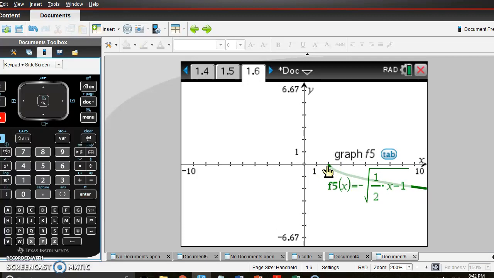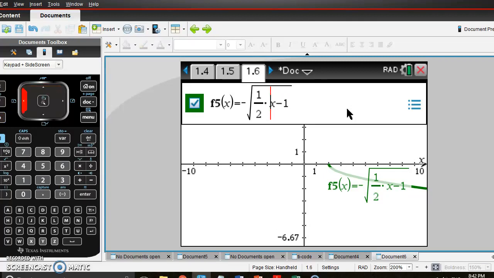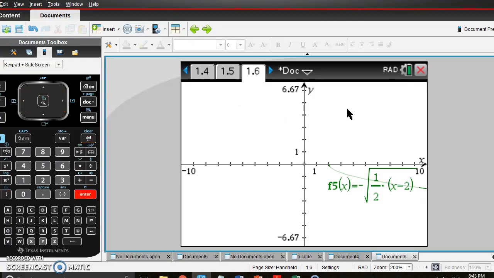So what we're going to have to do, I'm pressing tab, and I'm going to change this to take out a common factor of a half and turn this into 2. Whoops.